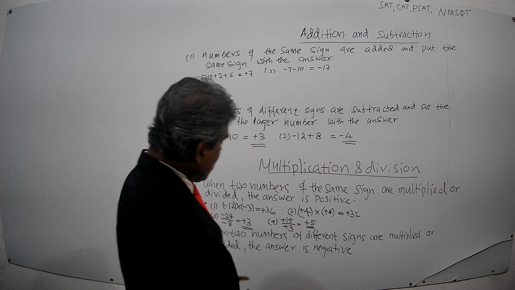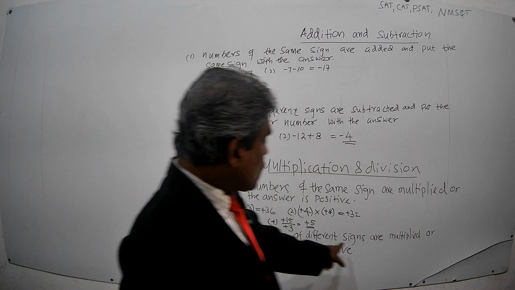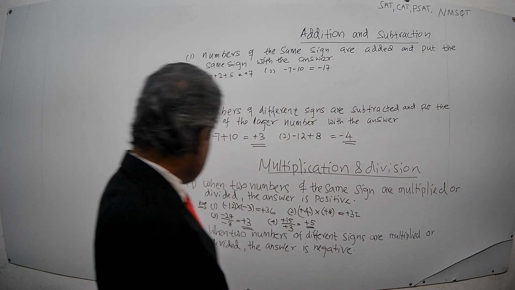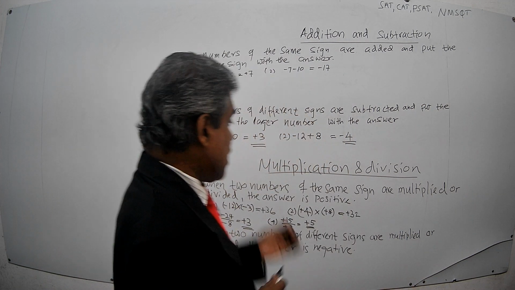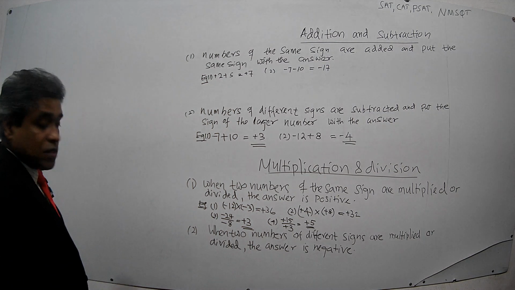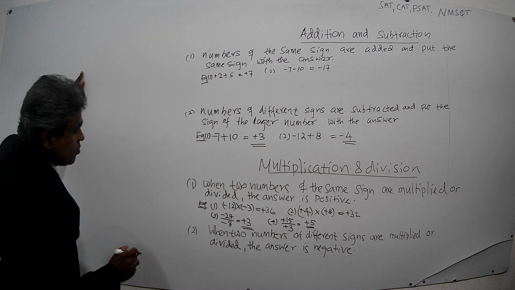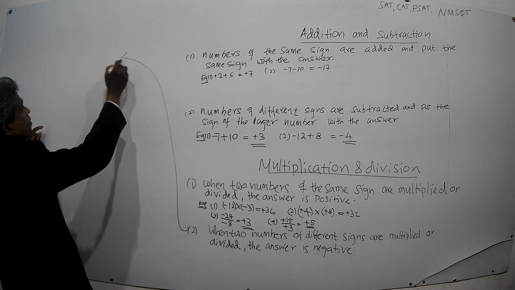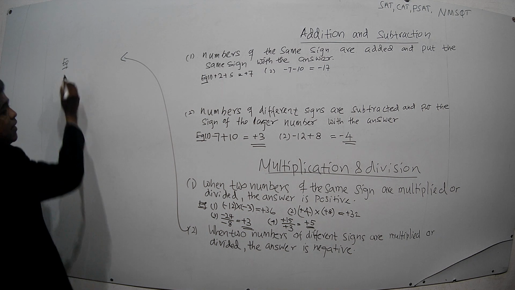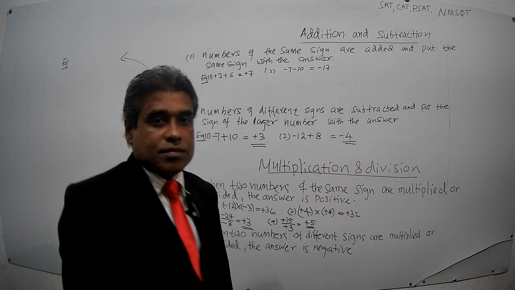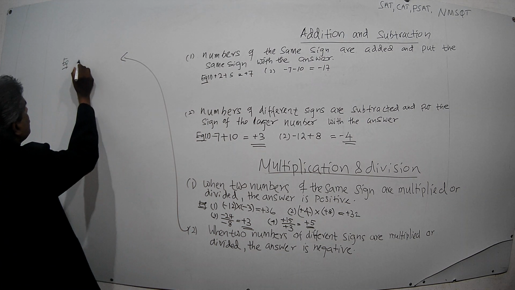Now we go to two numbers of different signs. Look at the second rule: when two numbers of different signs are multiplied or divided, the answer is negative. Now we'll take some examples with two numbers of different signs. Now let's take example 1.